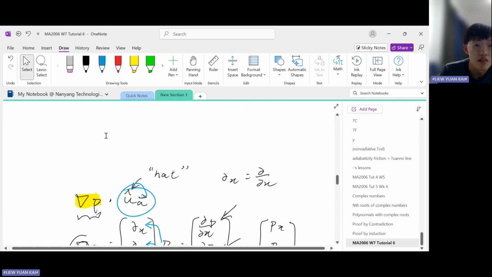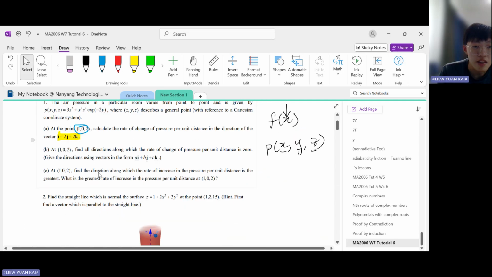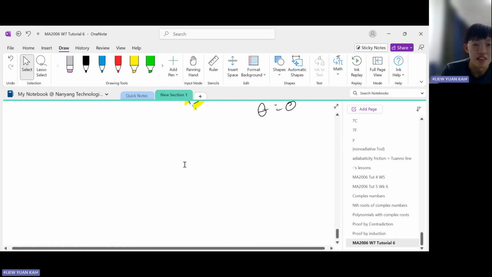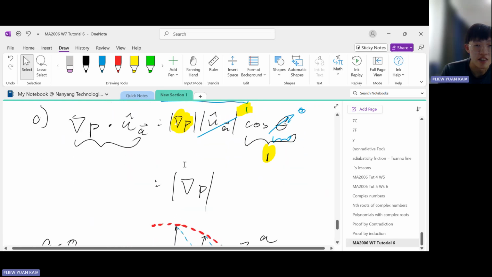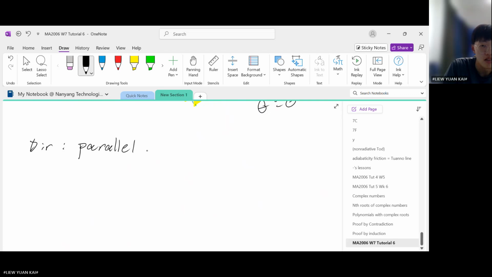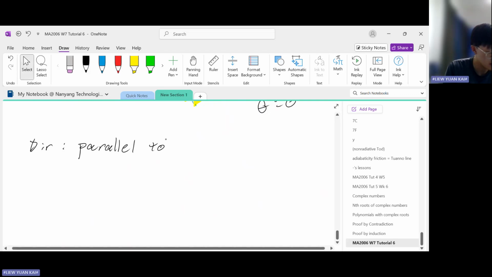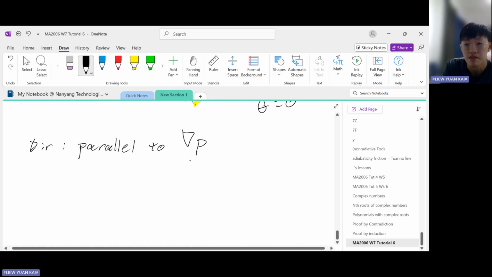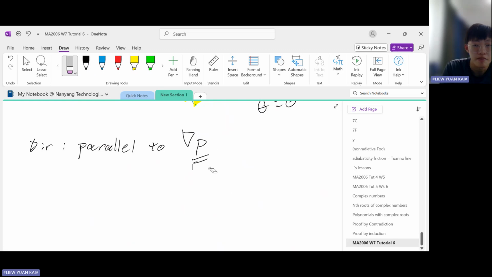The question asks to find the direction along which the rate of change is largest. Oh, okay, yeah. So the answer is, they ask for the direction where the rate of change is largest, right? So the direction is parallel to nabla P. Yeah, parallel to nabla P.